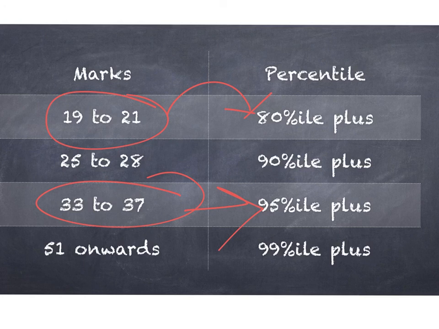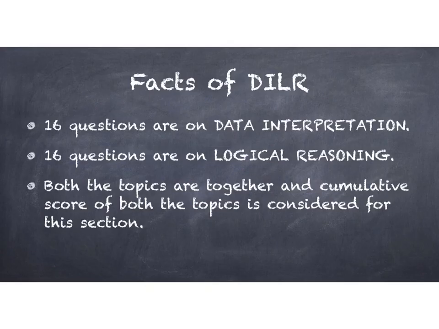As a candidate appearing in the examination at the beginning, my target should be 25 to 28 marks. That is the benchmark I'll set for myself, and I will try to go towards this side. I will try to score more than 90 percentile, but this is what the benchmark should be. Now, in DILR, you get 16 questions under DI and 16 questions under LR.